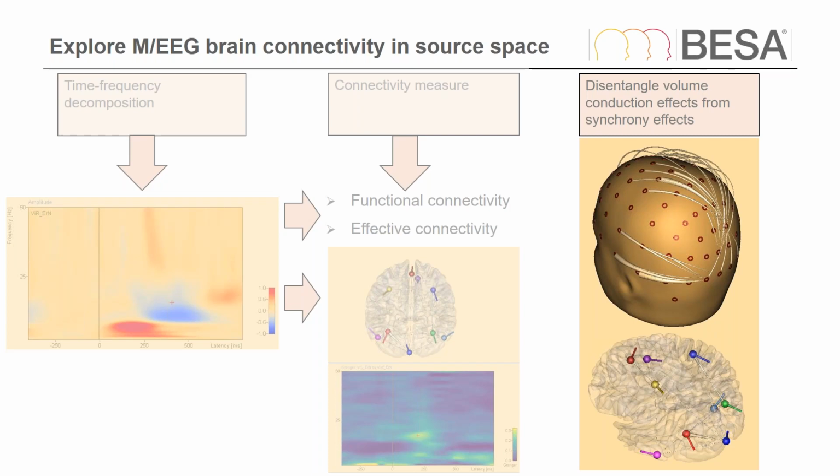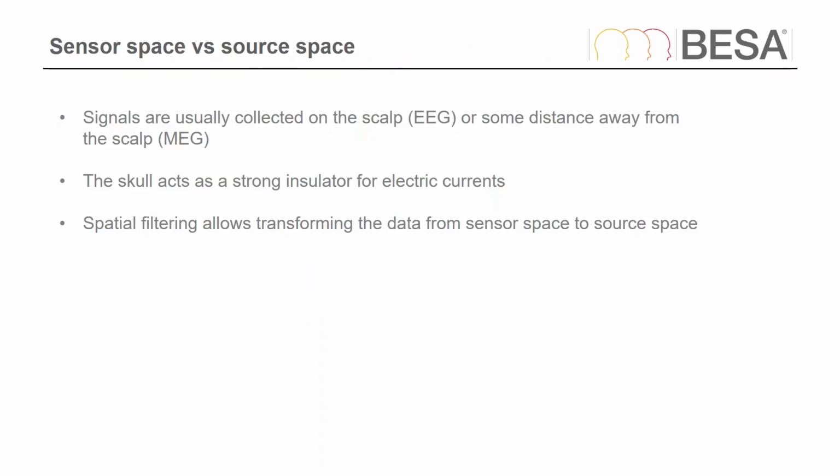Signals are usually collected on the scalp in the EEG case or some distance away from the scalp in the MEG case, unless you use OPM. The skull acts as a strong insulator for electric currents, especially in the EEG case. That affects EEG, and spatial filtering can be used to transform the data from sensor space to source space, which is what I would like to talk about in the third part of this presentation now.